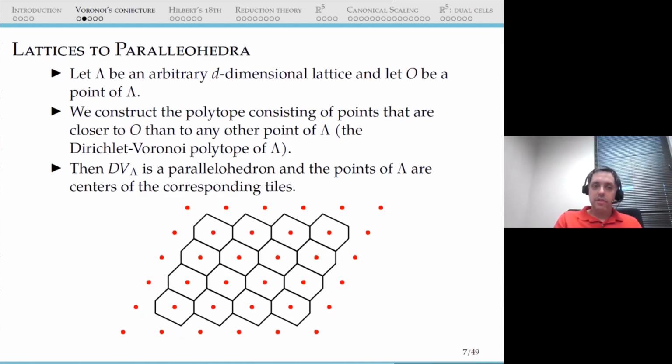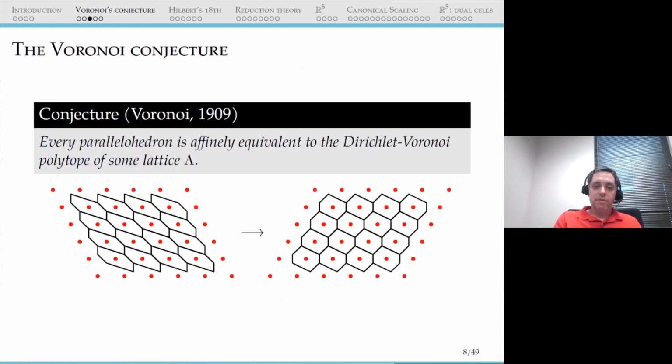So we can go from lattices to parallelohedra, and from parallelohedra to lattices, and the Voronoi conjecture, formulated at the beginning of the 20th century, states that this is the only way to get parallelohedra. If we have any parallelohedron, then it is equivalent to the Dirichlet-Voronoi polytope for some lattice. Not just combinatorially equivalent, but affinely equivalent: we can find an affine transformation that takes it to the Dirichlet-Voronoi polytope of some lattice. For this picture, the transformation is the following: the horizontal vector stays the same, and the vector that looks to the left is transformed into the vector that looks to the right.